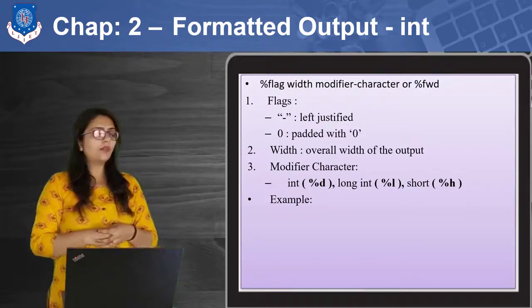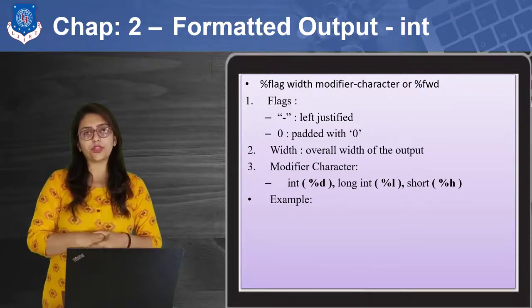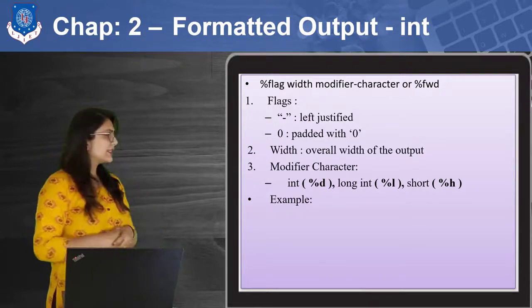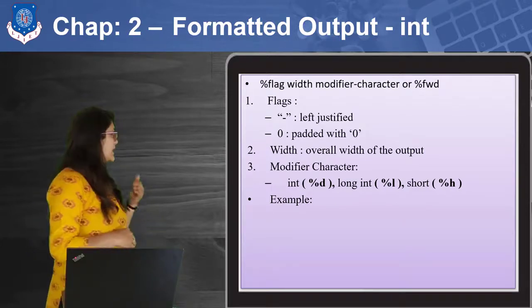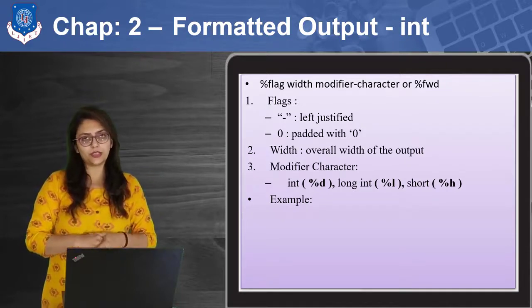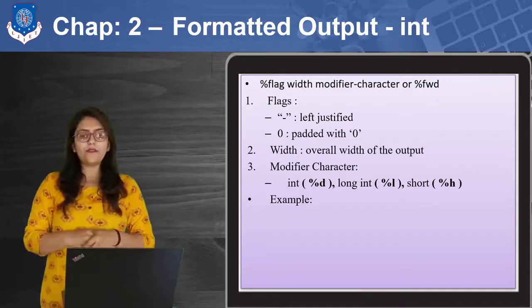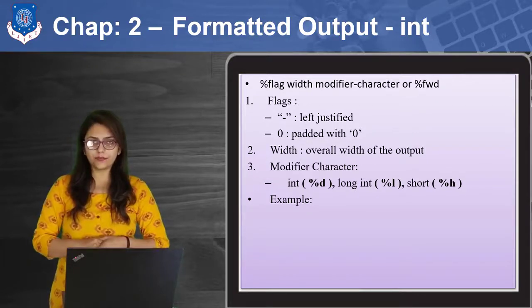Now, I have written the first expression, which is the common or general expression for formatted output. You can see first is the percentage sign. After percentage, flags are there. Then there is a width, and then there is a modifier character. You can say in short it is F for flag, W for width, and D for modifier character.